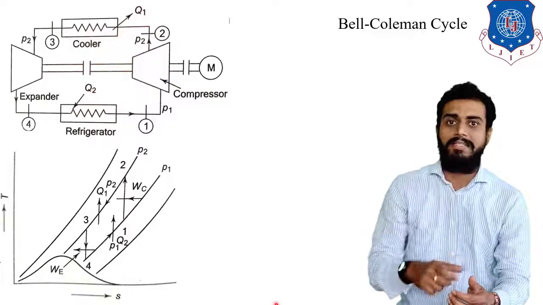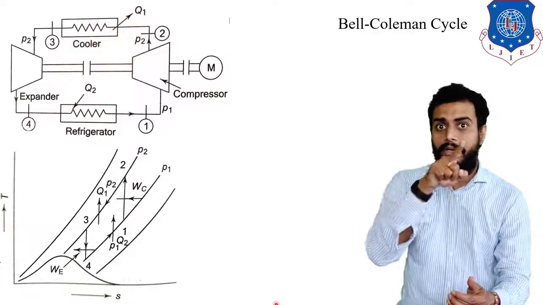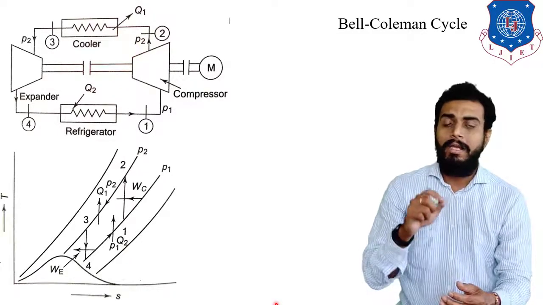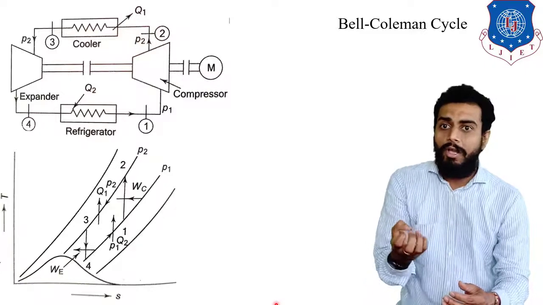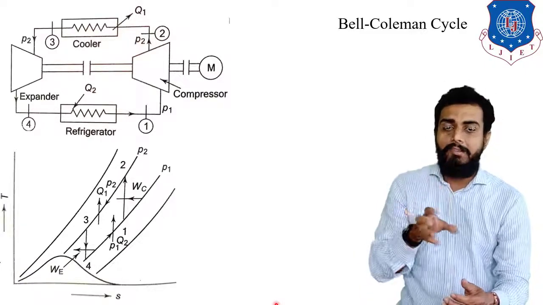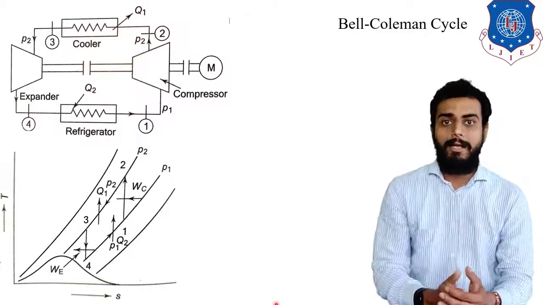You can observe the TS diagram. The 2 to 3 process is denoted on the constant pressure line. Then 3 to 4 will give us some work output, that is known as expander work. And this expander work will be used to supply to the compressor.